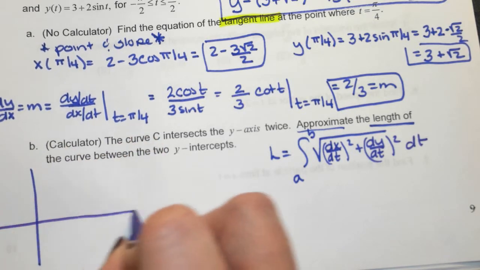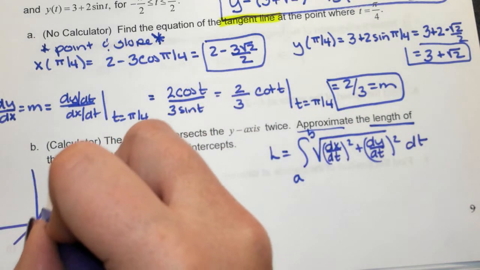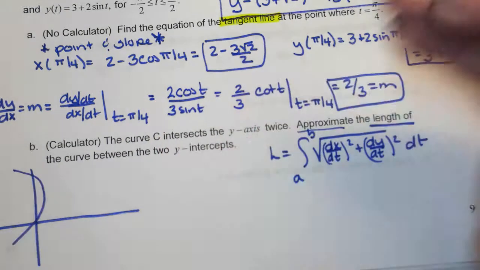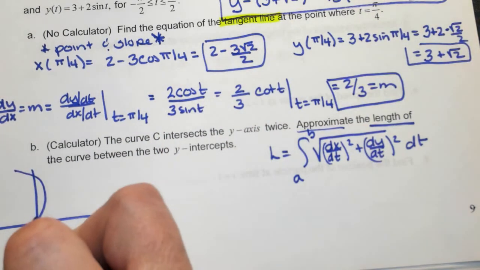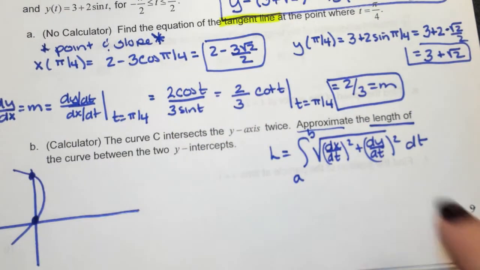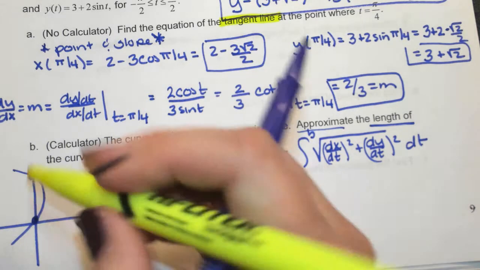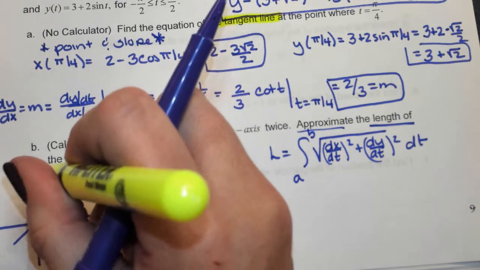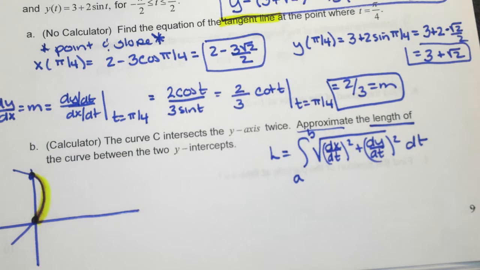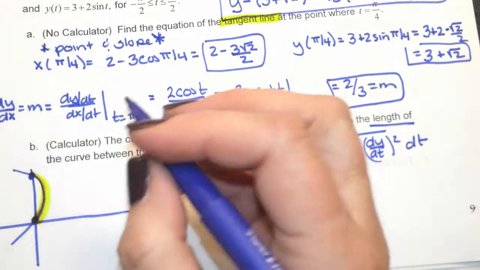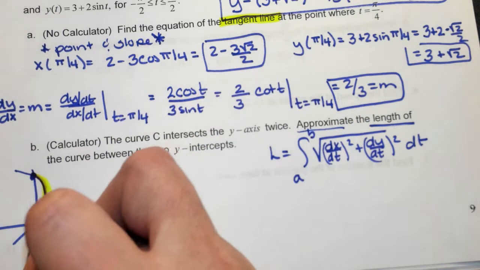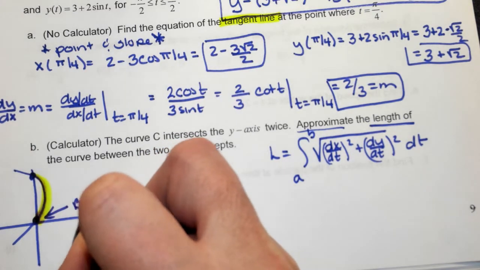So we want to calculate, this curve is intersecting your y-axis twice. Again, it's asking us to calculate the length of the curve between the two y-intercepts. So that's the length of the curve I want to find. Just like I did a few minutes ago, the y-intercepts are going to be my bounds.